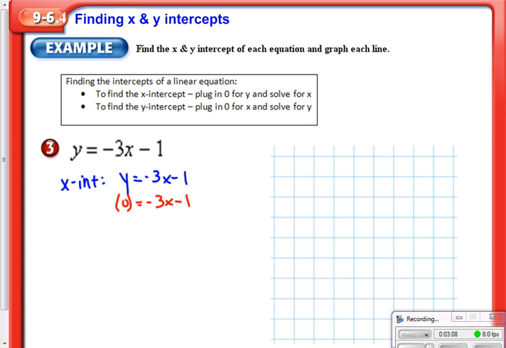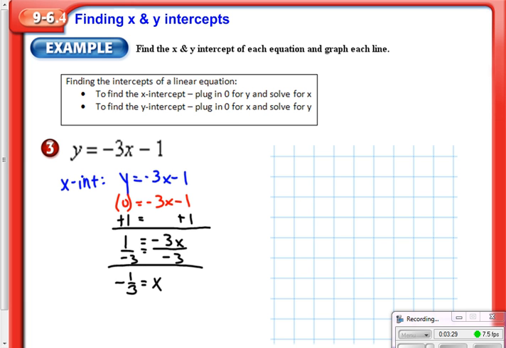Now I need to get X alone. Just solve equations. So I'm going to add 1 to both sides. After I add 1 to both sides, I have 1 equals -3x. Now I need to get x by itself, so I would divide by -3. And when I divide by -3, I get -1/3 equals x. So your X-intercept is -1/3.